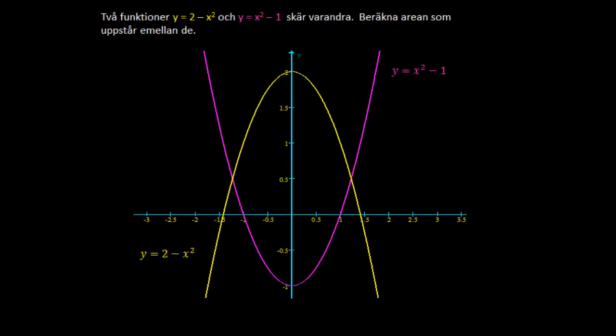It is right here. We have the yellow curve, that is y equals 2 minus x squared, and then the purple one is y equals x squared minus 1. And as you can see, they intercept each other there and there. And our job is going to be to find the area that is all bound up right here.